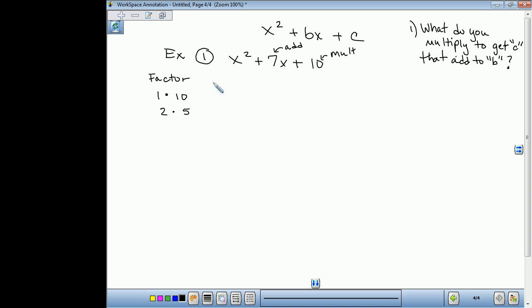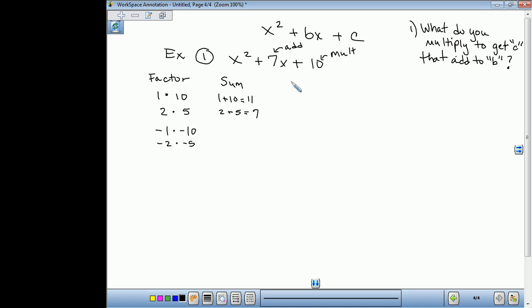Okay? And so then look at the sum. 1 plus 10 is 11. No, that's not it. 2 plus 5 is, hey, that's 7. It is it. Okay, now I actually didn't give them all to you, because doesn't negative 1 times negative 10 equal positive 10? You're right. And negative 2 times negative 5?